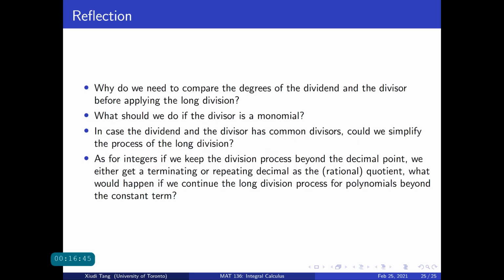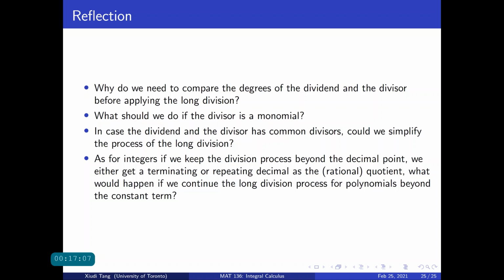So here we have introduced the method and shown some examples. The reflection: why do we need to compare the degrees of the dividend and divisor before we apply the long division? What should we do if the divisor is a monomial? In case the dividend and divisor have common divisors, could we simplify the process of the long division?